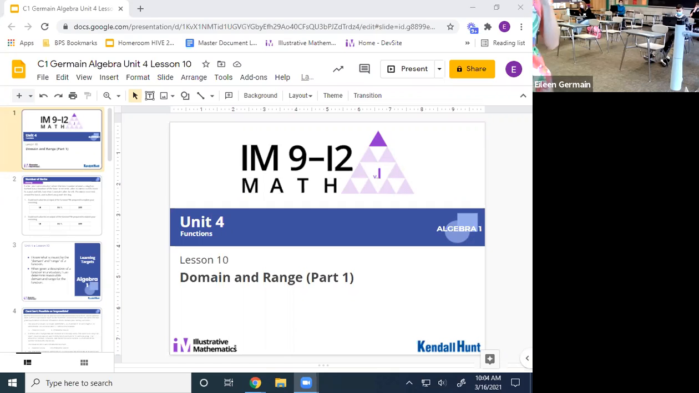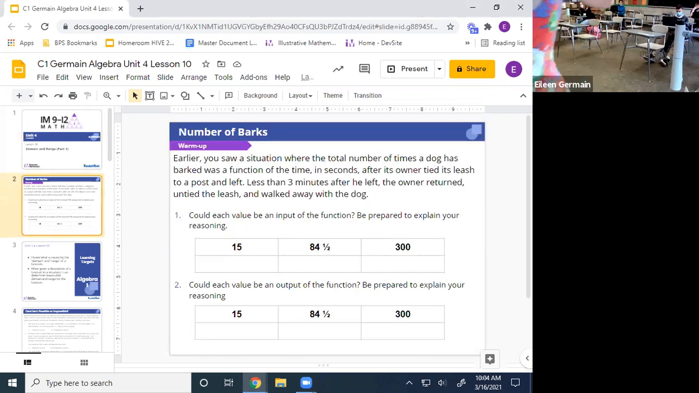Okay, so what I want us to start off with is to think back to that dog that was attached to the leash outside of the store. In an earlier lesson, we saw a situation where the total number of times a dog barked was a function of the time in seconds after the owner tied the leash to a post and left. Less than 3 minutes after he left, the owner returned, untied the leash, and walked away with the dog.